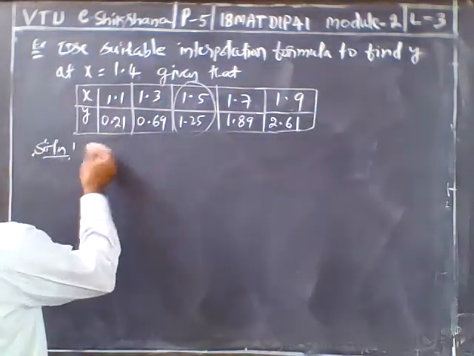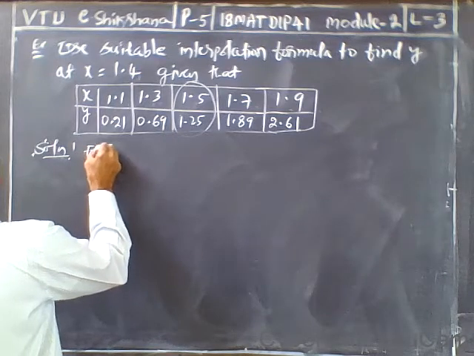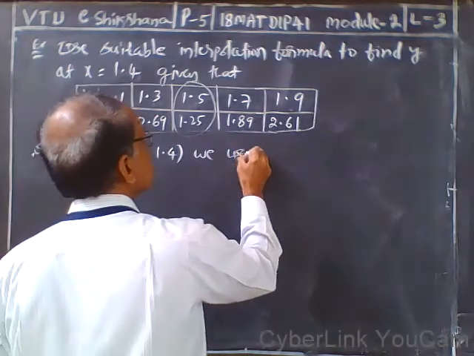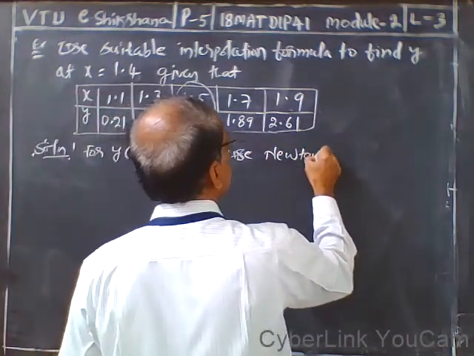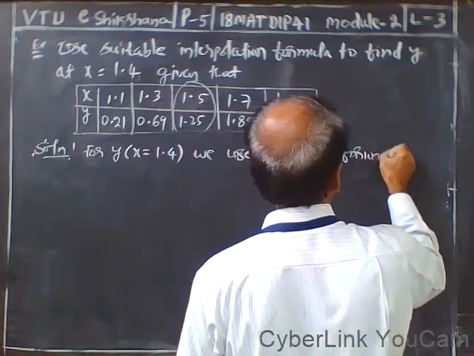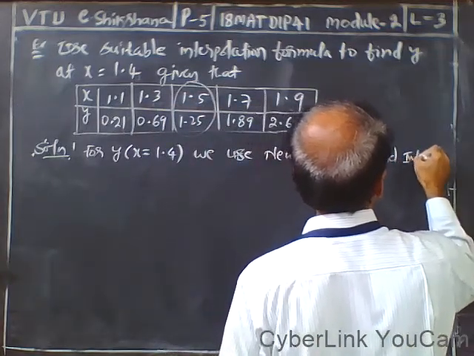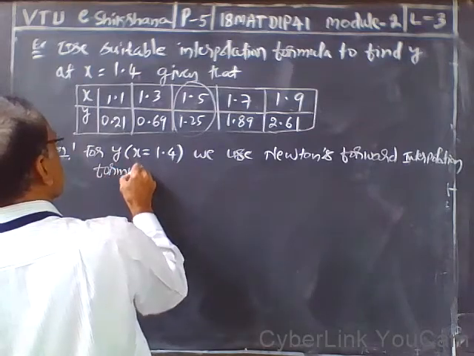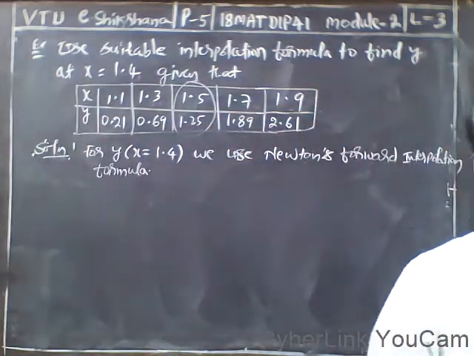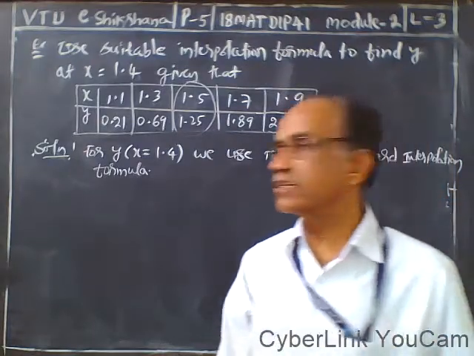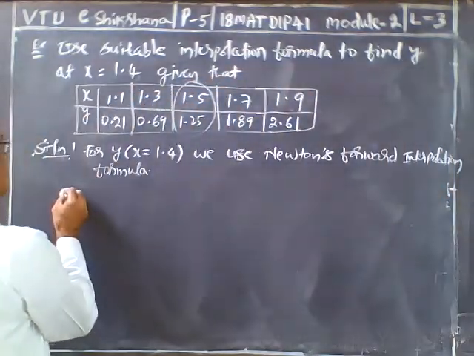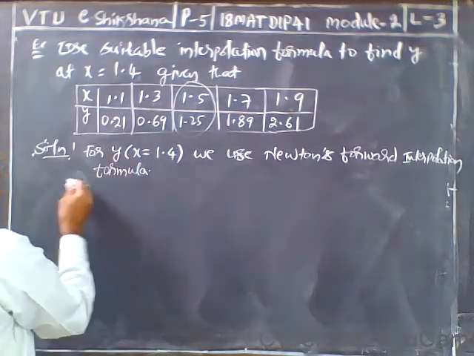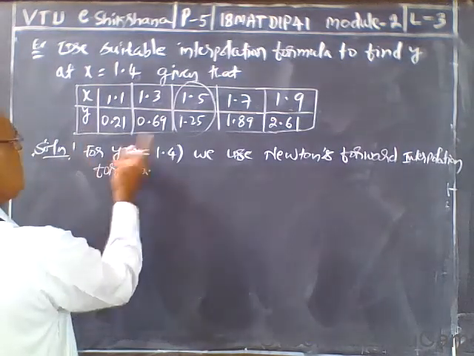Therefore, here you can write: for y at x equal to 1.4, we use Newton's forward interpolation formula. We use Newton's forward interpolation formula to calculate y at x is equal to 1.4. That formula is given as y is equal to, anyway, afterwards I will write. First of all, we will write the difference table. That is the forward difference table.